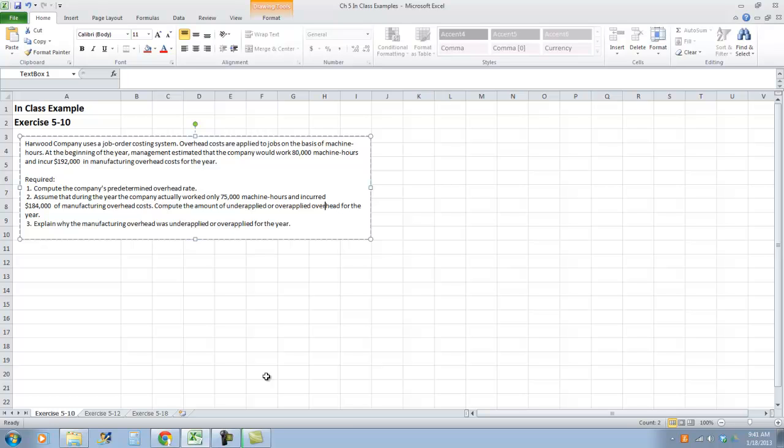At the beginning of the year, management estimated that the company would work 80,000 machine hours and incur 192,000 in manufacturing overhead costs. Required: 1. Compute the company's predetermined overhead rate. 2. Assume that during the year the company actually worked only 75,000 machining hours and incurred 184,000 in overhead costs. Compute the amount of underapplied or overapplied overhead for the year. Explain why manufacturing overhead was underapplied or overapplied.